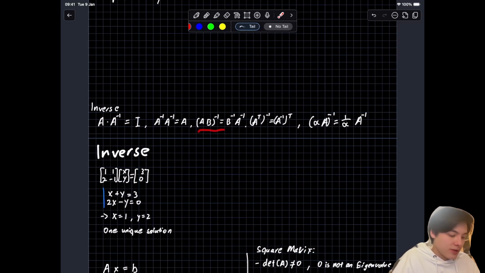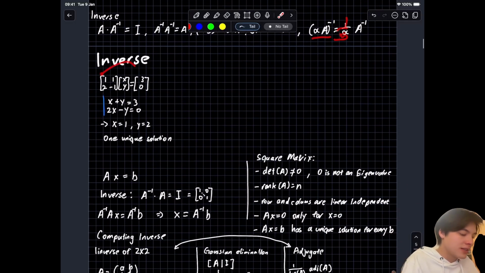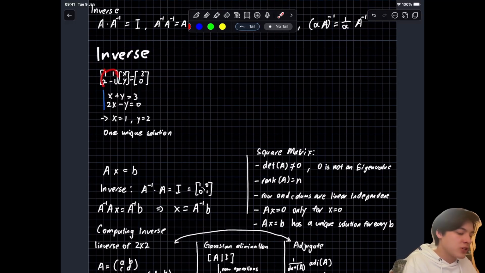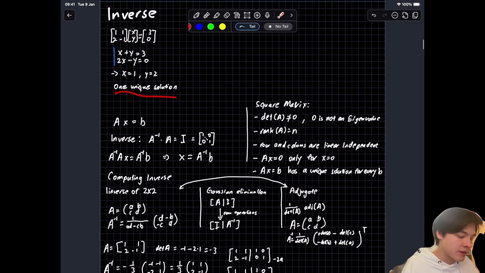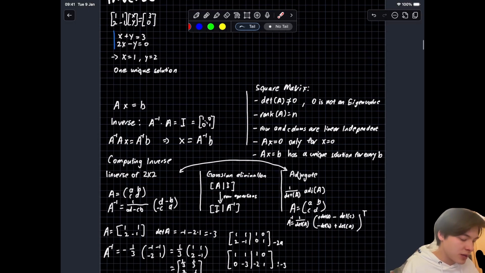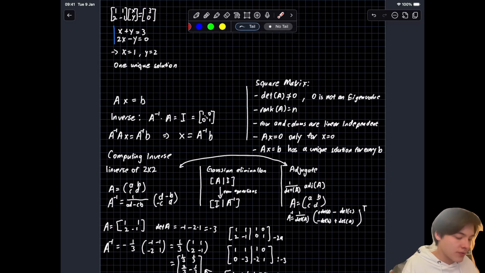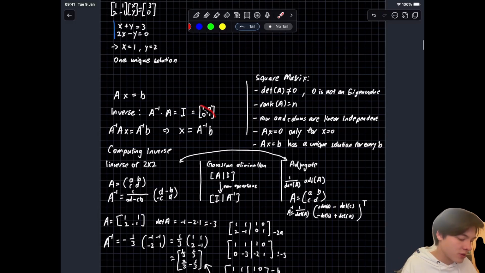So here, if we take the inverse of AB, we get B inverse A inverse; the transpose we can take inside. And if we have a scalar, we get 1 divided by alpha. So let's look at how we would solve this problem. Here we have a square matrix and one unique solution. That means we can have an inverse. So if AX equals B, A inverse times A is just the ones.